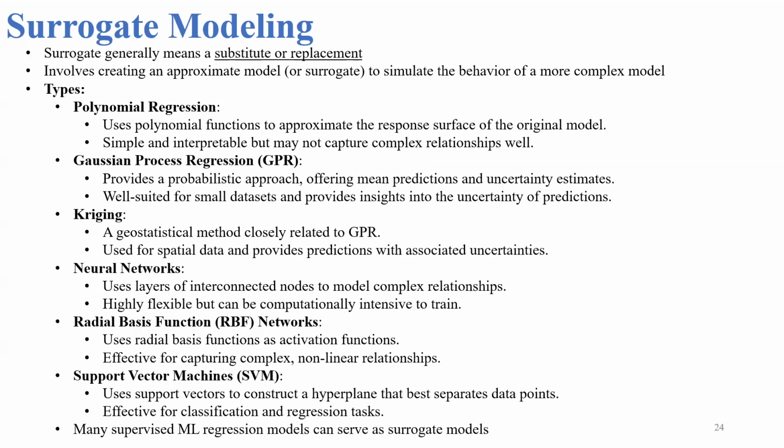Now, one of the important concepts in uncertainty modeling is surrogate modeling. Surrogate basically means a substitute or replacement. So instead of having a very complex model such as DFT or finite element method, we will try to replace it with a corresponding surrogate model. The methods to generate surrogate models are polynomial regression, Gaussian process regression, Kriging model, neural networks, radial basis function networks, and support vector machines. And most of the machine learning surrogate models that we developed in the previous module can also be considered surrogate models.